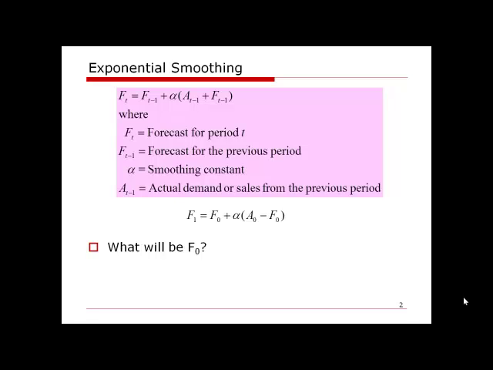When we try to make the first forecast f1, a0 is the actual data and the smoothing constant alpha is given. But what is this f0? This f0 usually is the result from a naive forecast. We just assume that the previous actual data will be the forecast for the next time period.